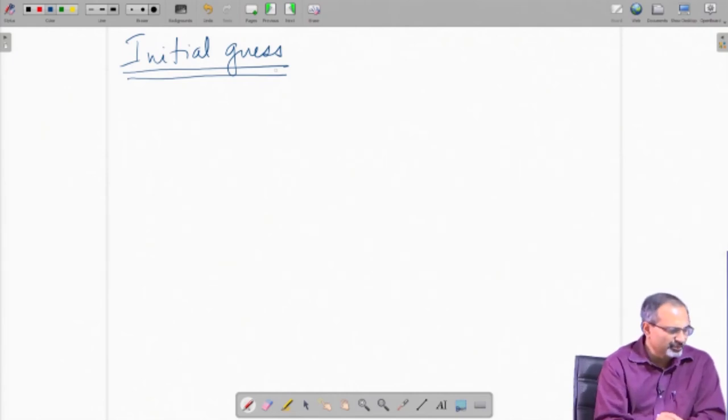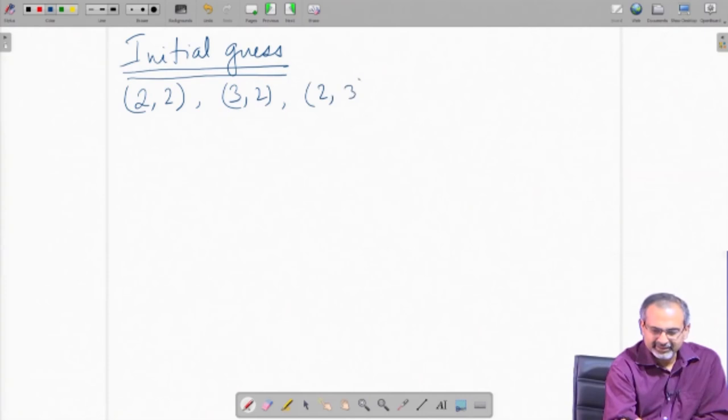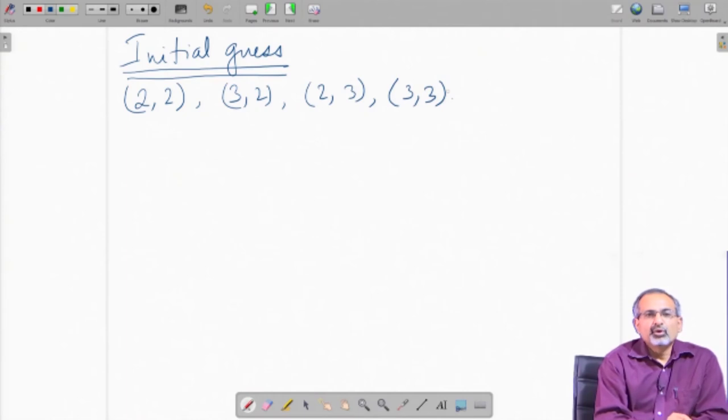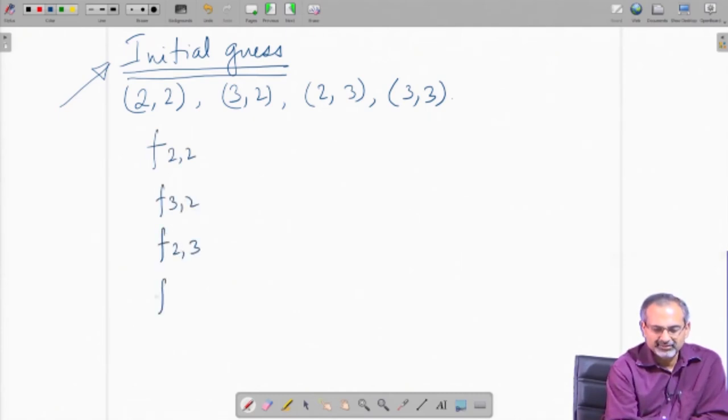For example, in this problem, when we try to obtain the values of the function at equilibrium for these four interior grid points, we would probably have to go through several steps of iterations, but the iterations have to start somewhere, and that somewhere is essentially coming from an initial guess. How do we make an initial guess of the function at these grid points? What could be the possible strategy of doing that?